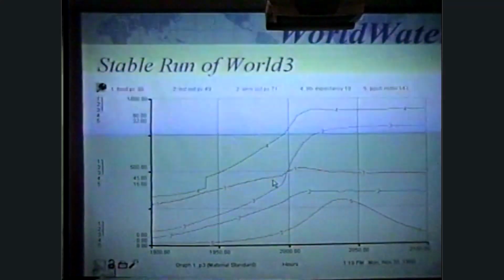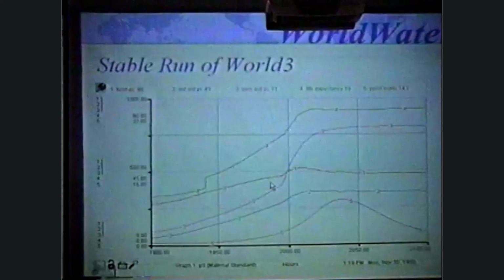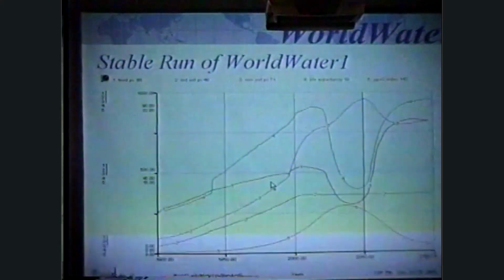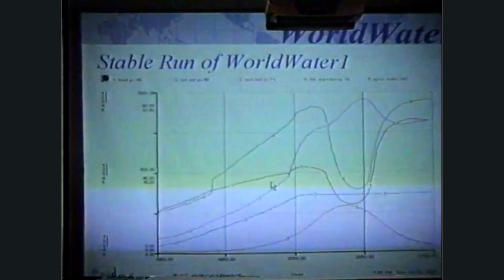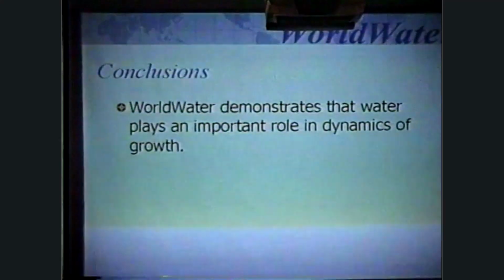So I have two more graphs, and in order to give you a chance to have a coffee and chat a little bit, these two graphs are showing basically the same impact, only using different variables for the illustration.